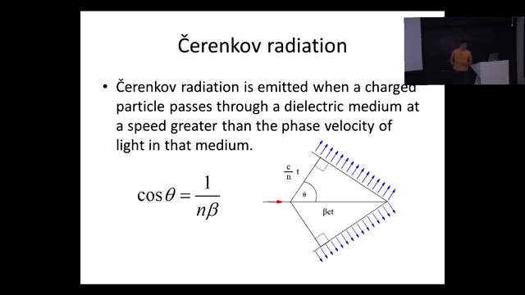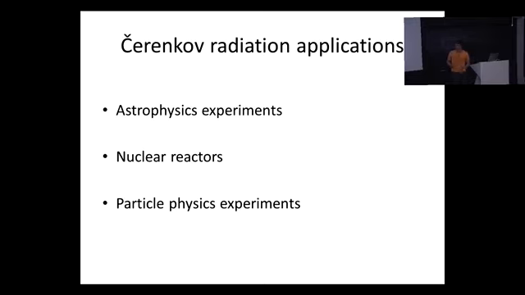And this Cherenkov radiation is quite used, for example, in astrophysics experiments. For example, when you have cosmic rays that arrive at the atmosphere, and then they produce protons and electrons with high energies, and they actually have a speed greater than the light in the air. So we have this Cherenkov radiation, and we use that to detect the origin and to try to understand some astrophysics concepts. It's used also in nuclear reactors and particle physics experiments.